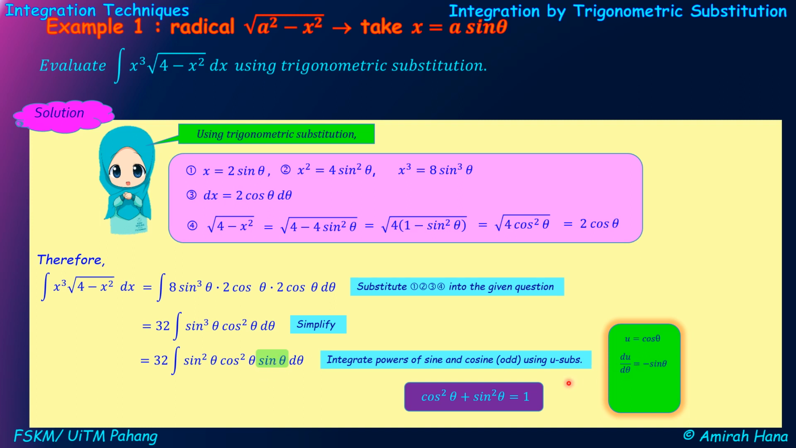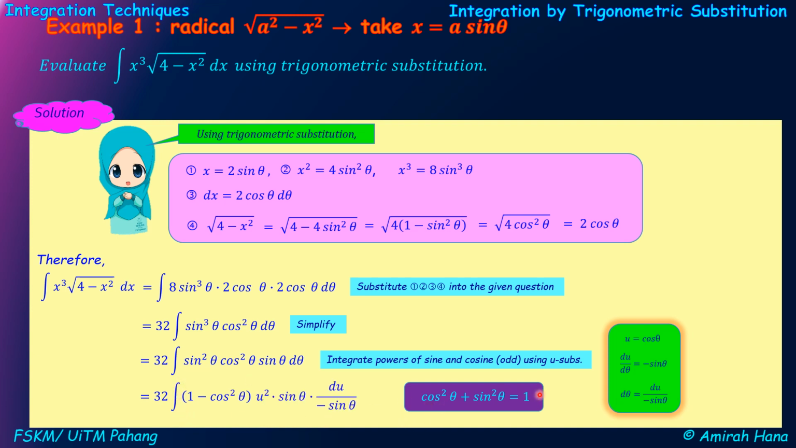Right? And every time when we use U substitution, we have a derivative part and an integration part. Under the derivative part, we need to differentiate. And after we differentiate, we need to write d theta as the subject. So we just cross multiply, and we get d theta equals du over negative sine theta. Alright?